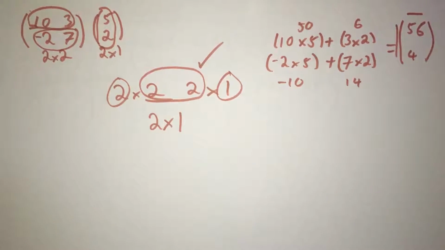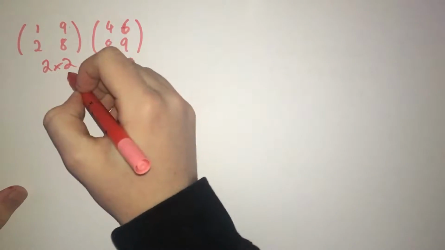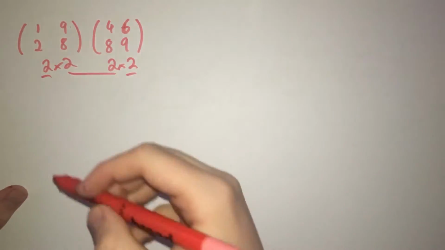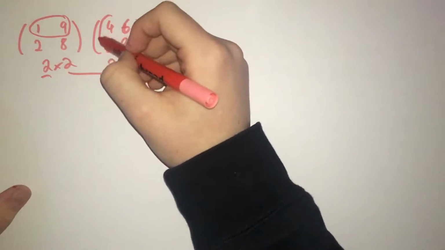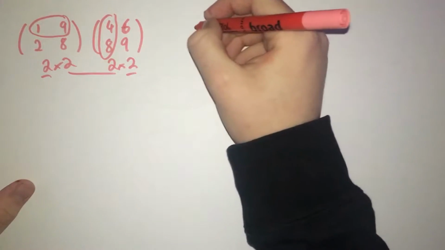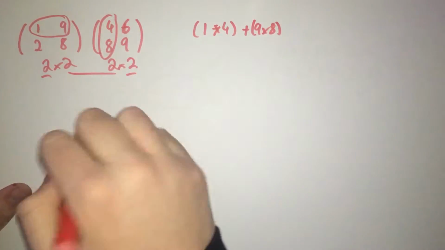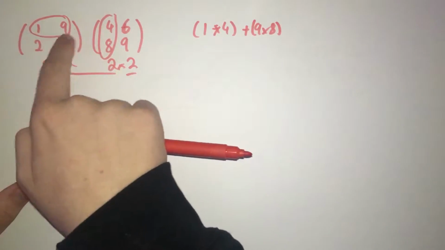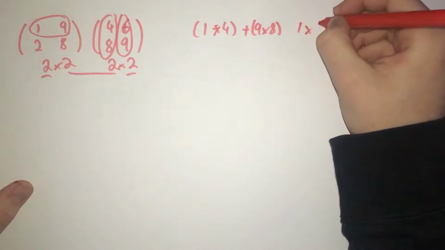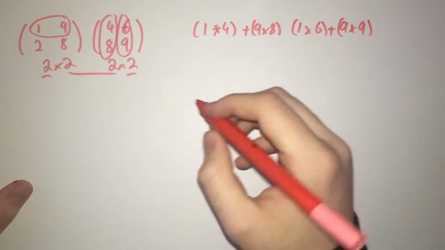So let's do another example. If we look at this example now, they both have an order of 2 by 2, so we can do that. Then the final matrix will also be of an order 2 by 2. We look at the first row and the first column. So 1 times 4, add that to 9 times 8. That's the first element in our matrix. We still look at the first row, but now we move on to the second column. So 1 times 6 plus 9 times 9. That's our second element of our matrix.